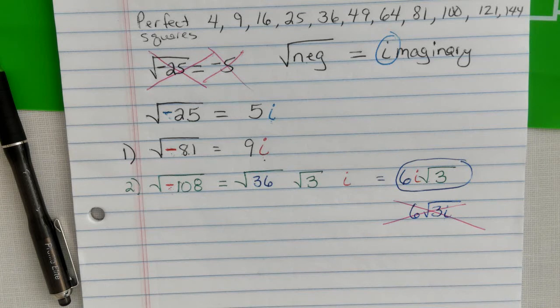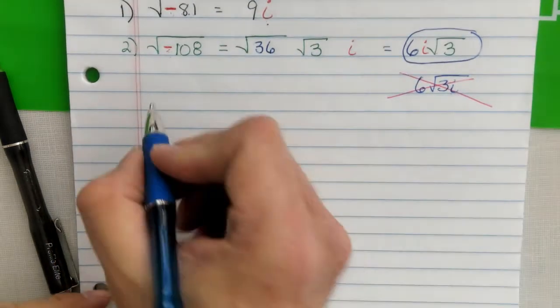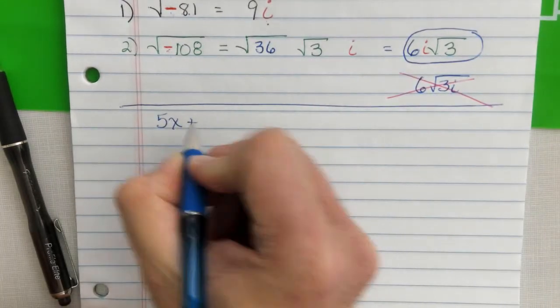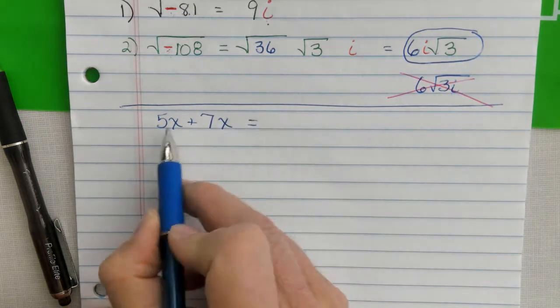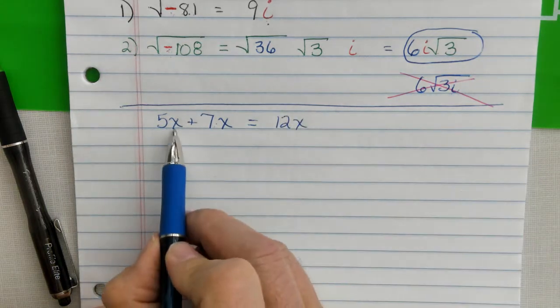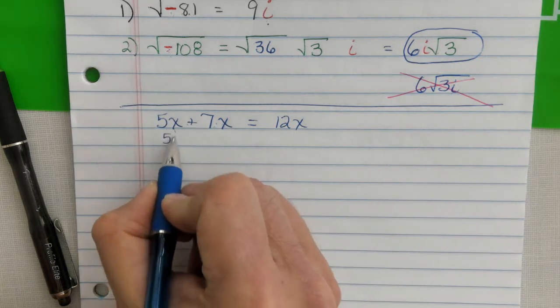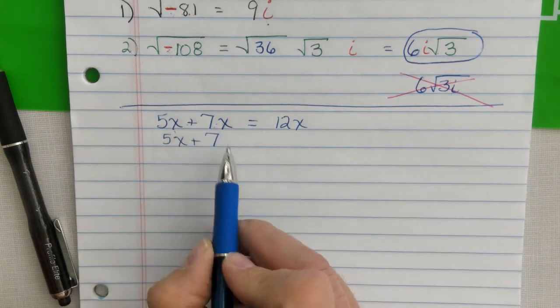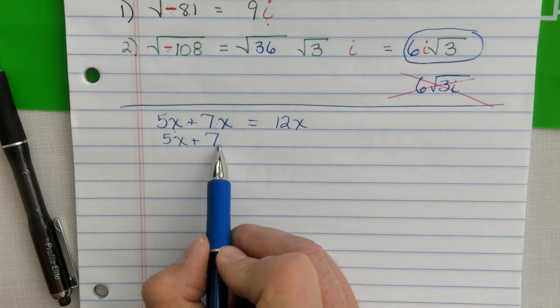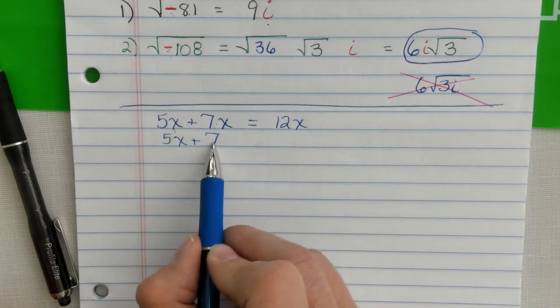Now, think back to an earlier algebra class. You would have remembered your teacher talking about combining like terms. If you had something like 5x plus 7x, you could combine those and write them as 12x. Why? Well, they're like terms. They both have the same variable. But if you had something like 5x plus 7, suppose there wasn't an x here, could you combine those together? No. Okay? They're not like terms.